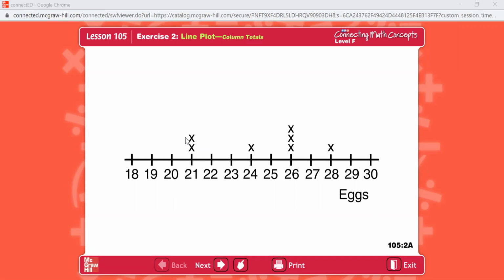We're going to show eggs that are in baskets. Some baskets have 21 eggs. Some baskets have 23 eggs. I'll show a B for each basket. You'll tell me how many eggs are in that basket.